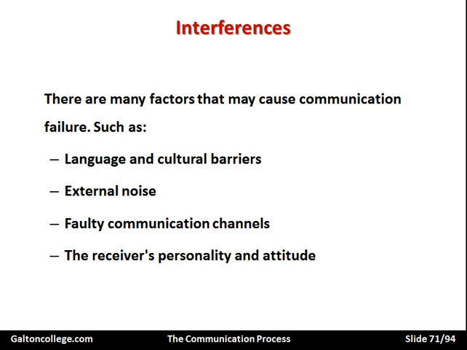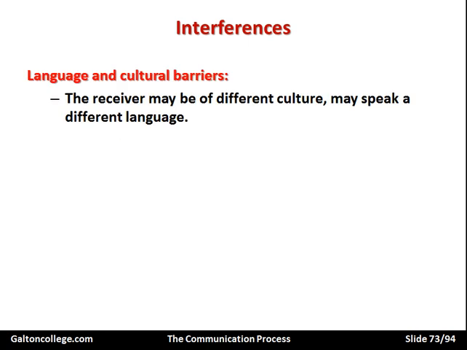The receiver's personality and attitude could also be a block to the communications. If the receiver's personality and attitude is seen as aggressive and not very pleasant, the receivers may block the message. They don't want to hear. They don't want to be involved. They don't want to associate with that person. So there may be an issue of blocking the message. So there are many sorts of interference.